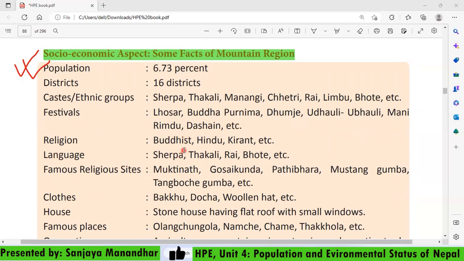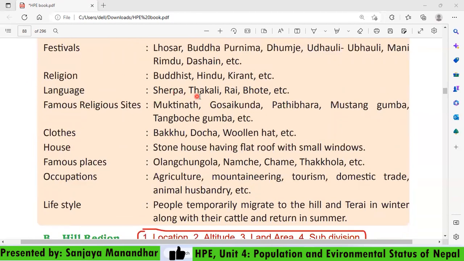Okay. Religion: Buddhist, Hindu, Kirat. Language: Sherpa, Thakali, Rai, Bhote, etc. Religious sites: Muktinath, Gosai Kunda, Pathibara, Mustang, Gumba, Tangboche Gumba. Okay, religious sites. Sometimes you may be asked, Muktinath is in which geographical region? You may be asked this type of question.